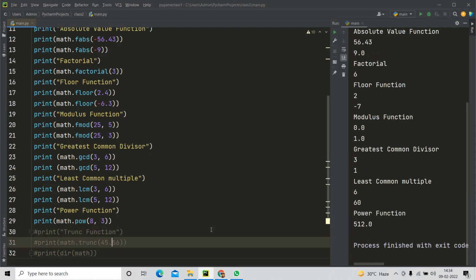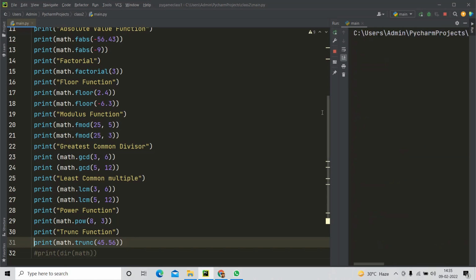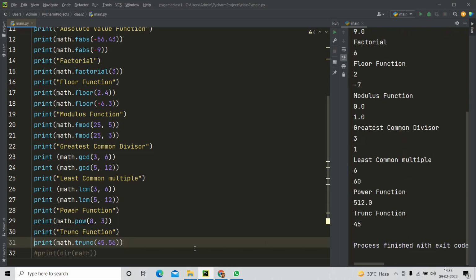Yeah, so this trunc is nothing but it will just ignore the numbers available after the floating point. It will just take the integer part. It will not round off. Here in this case 45.56, if we round off, what will happen? It will come to 46, but here we are truncating, so 45 will be the answer. It will just ignore the part which is available after the point. See, 45 is coming as the answer.